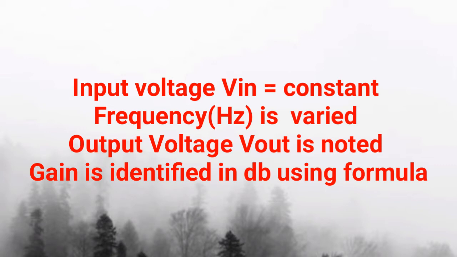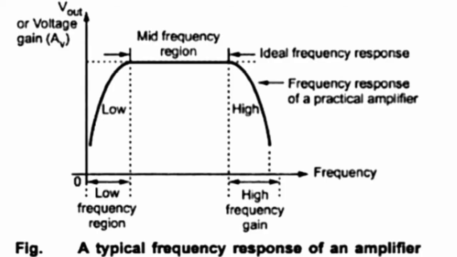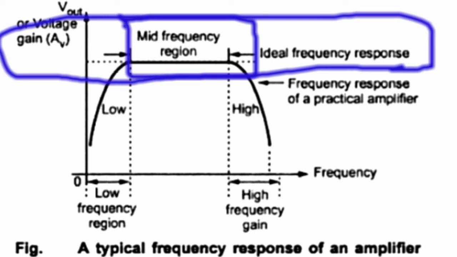So, for an audio amplifier, the frequency, as I told you, is 20 Hz to 20 kHz. In this frequency range, the gain of the amplifier remains constant. That is, the frequency must be varied, but the gain must remain constant to ideally give the same amplification for all frequencies. That ideal region is known as mid frequency, while the gain varies with frequency in the low and high frequency ranges of the curve.